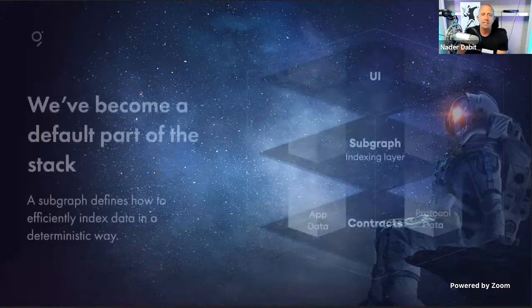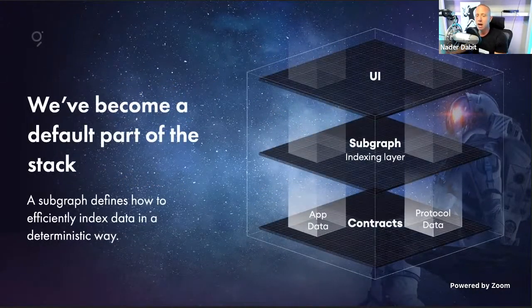And the graph sits in between the smart contract itself and the front end. So with the graph, you basically have a protocol of people running nodes that are doing the indexing for you on your behalf, distributed around the world.